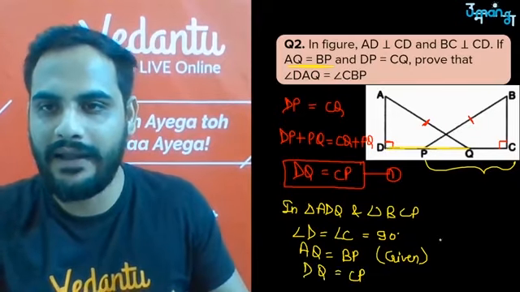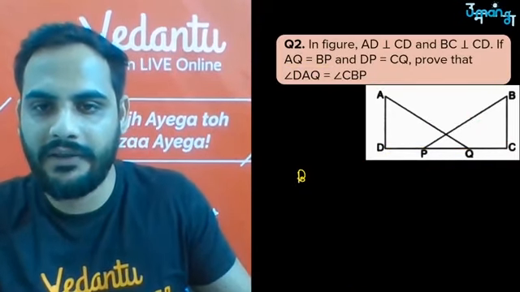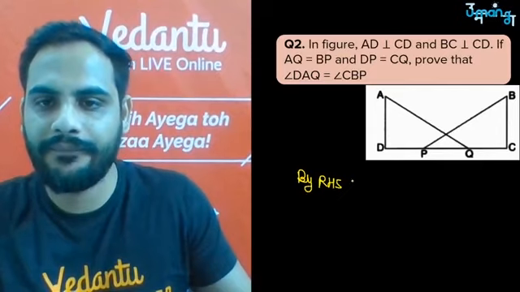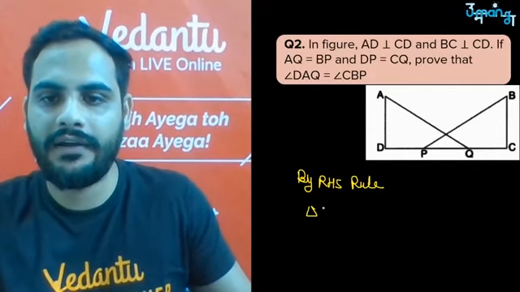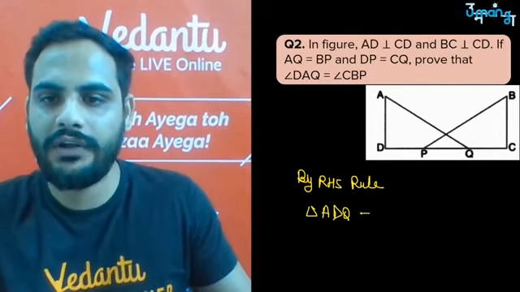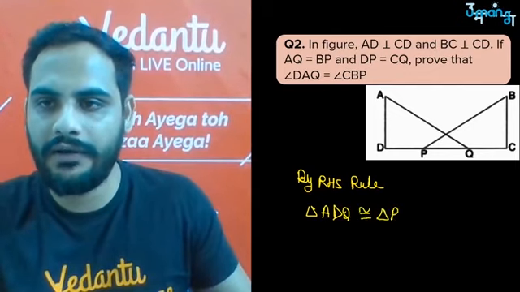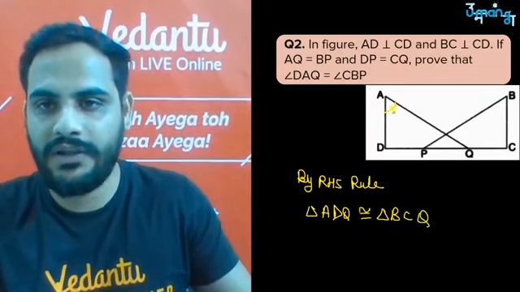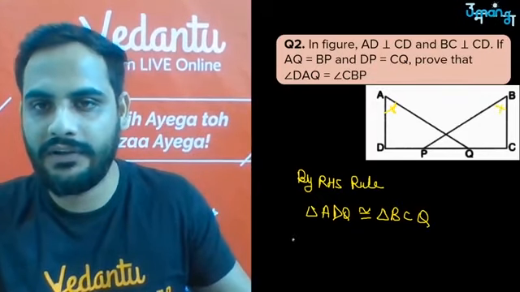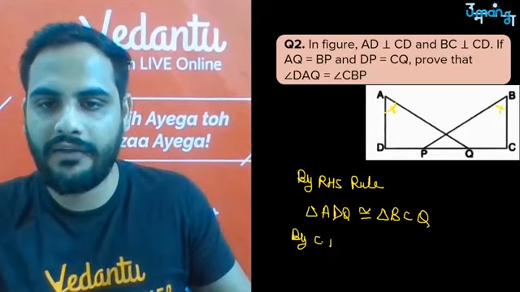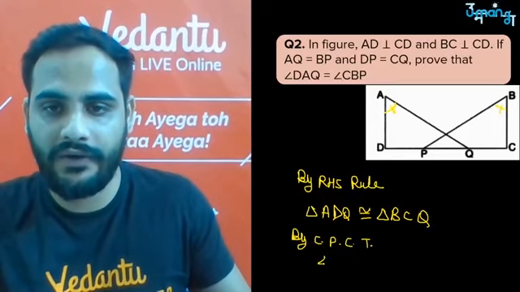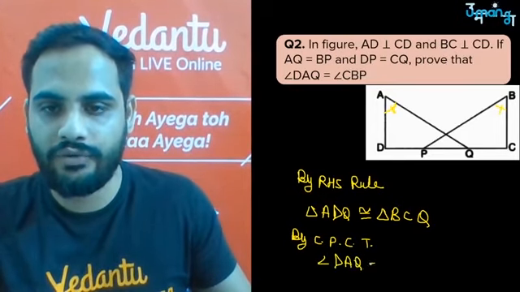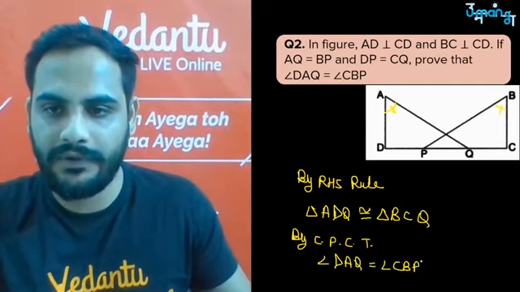So by RHS rule, I can now say triangle ADQ is congruent to triangle BCP. If they are congruent, the corresponding angles should be equal. So by CPCT, corresponding parts of congruent triangles, angle DAQ is equal to angle CBP.